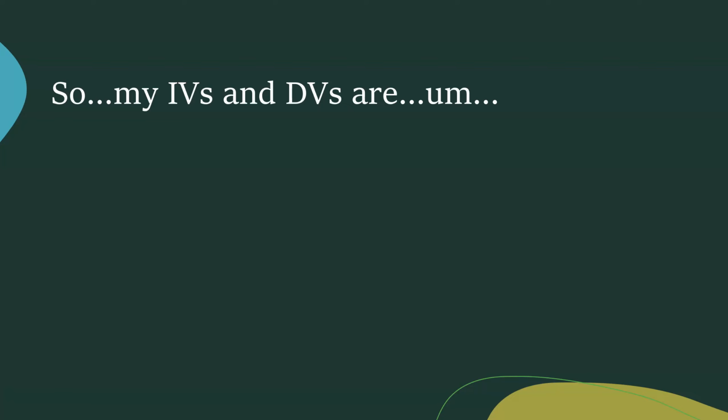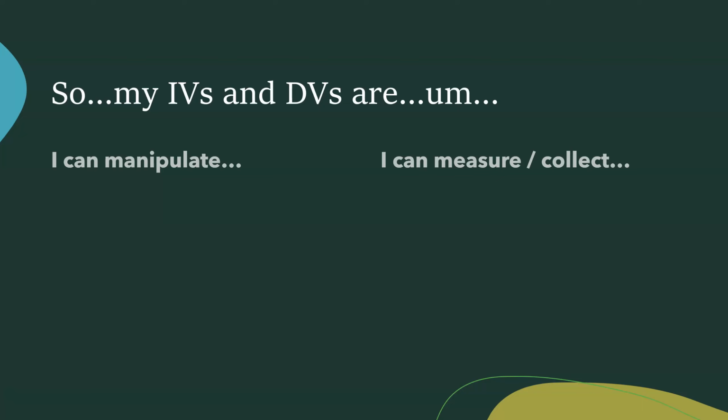What do I do? Okay, I need independent variables and dependent variables. Right. Wow. What are they? Well, the answer is this. What can you manipulate, and what can you measure or collect? What you can manipulate, those are your independent variables, and what you can measure or collect, those are your dependent variables.